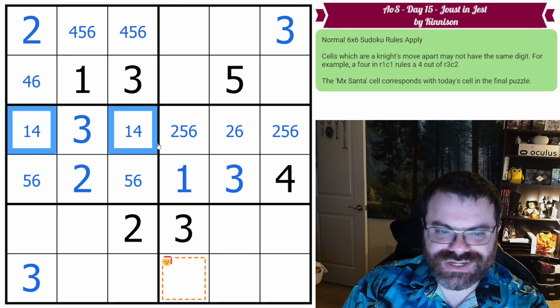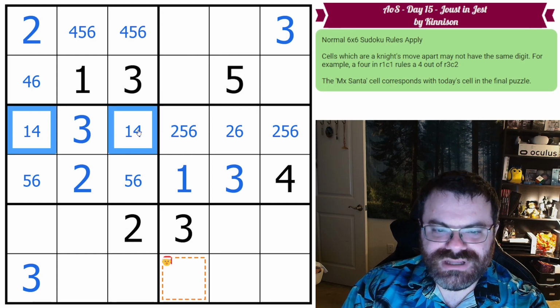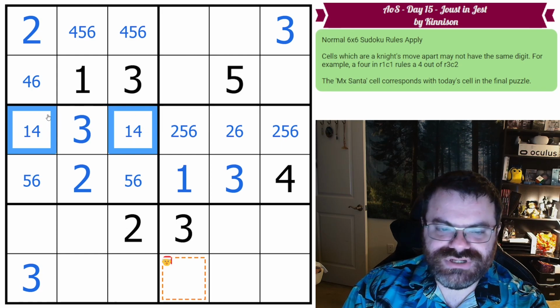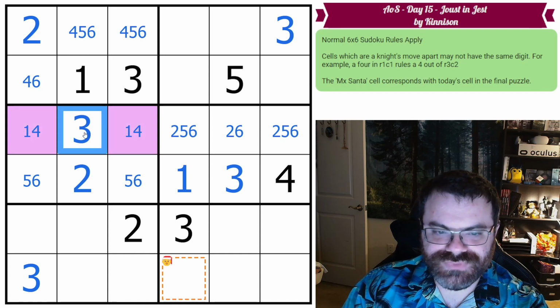I don't know if it's necessary for this puzzle, but I'm going to show you a fun knight's move trick here. So if you have a pair or even just a single digit limited to 2 cells that are apart like this, think about the 2 universes that exist. So in this case, we're going to look at 4s. 4 is limited to these 2 cells. Here, I'll make them purple.